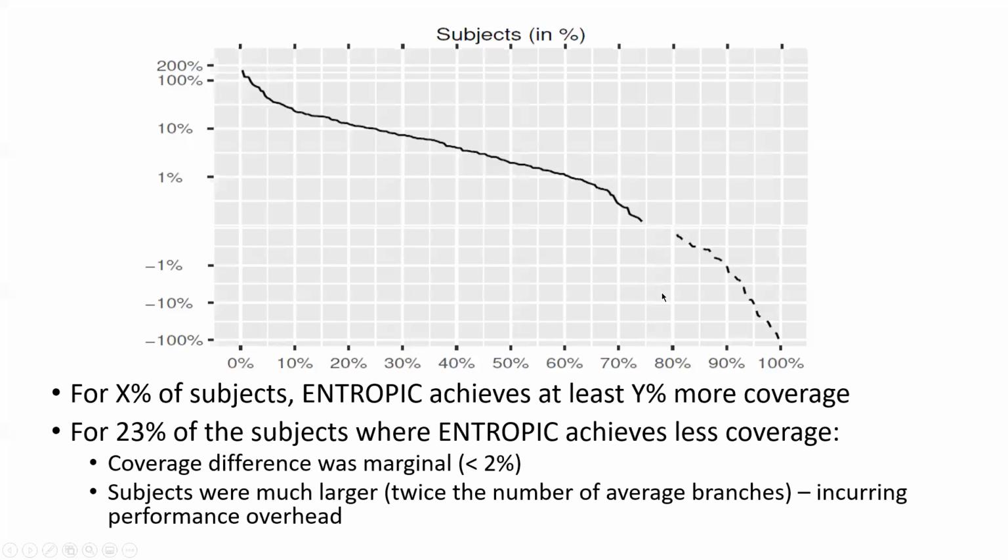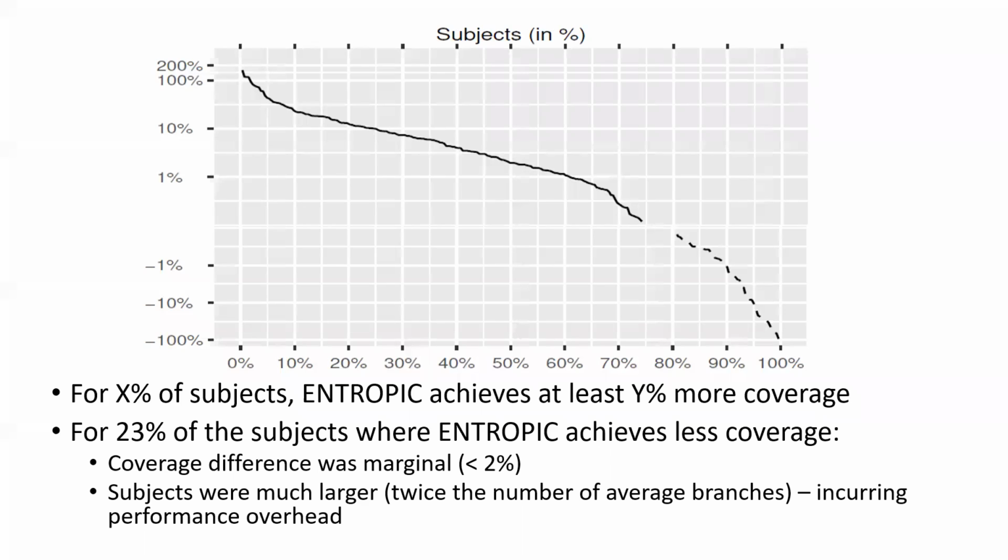You can see here that at about 23%, the dotted line shows the inverse graph. So basically for about 23% of the subjects, Entropic actually achieves less coverage than the previous fuzzer. From here we see that the coverage difference was mostly marginal, less than 2%. For all these subjects, the subjects were actually much larger, with about twice the number of average branches. And this caused the performance overhead.